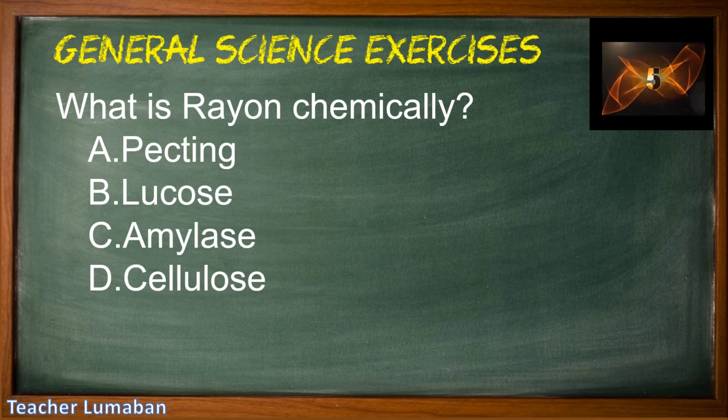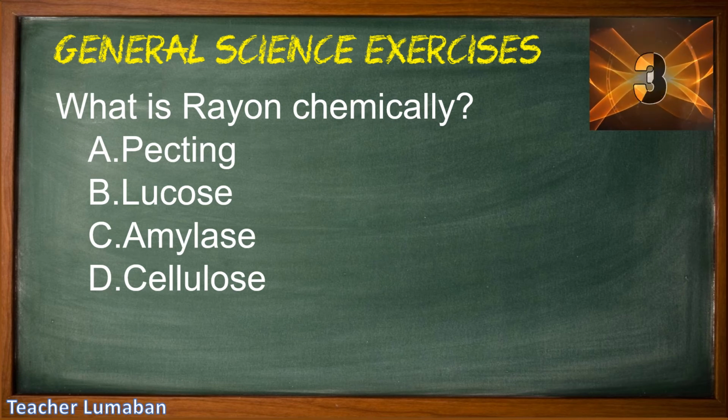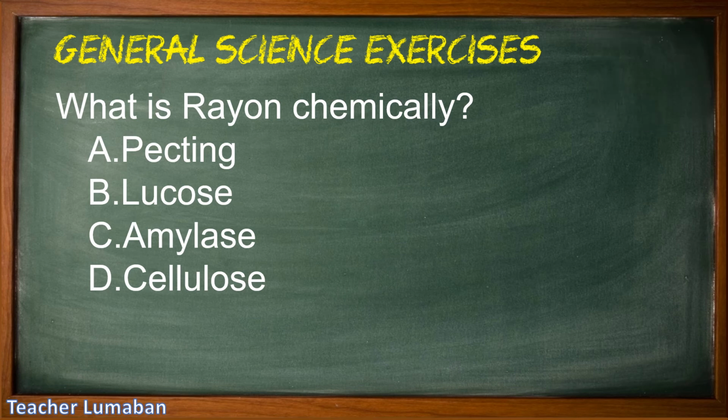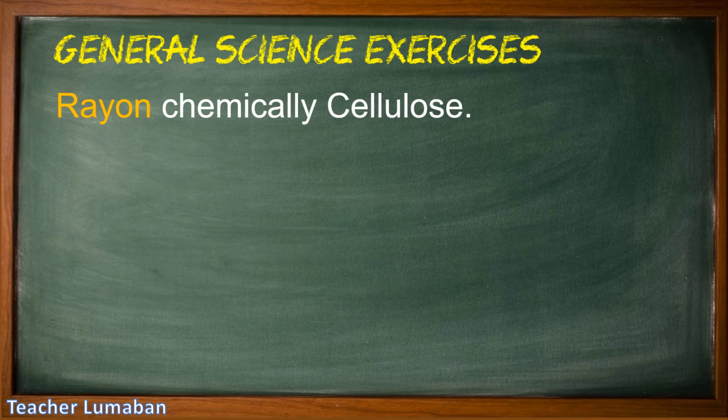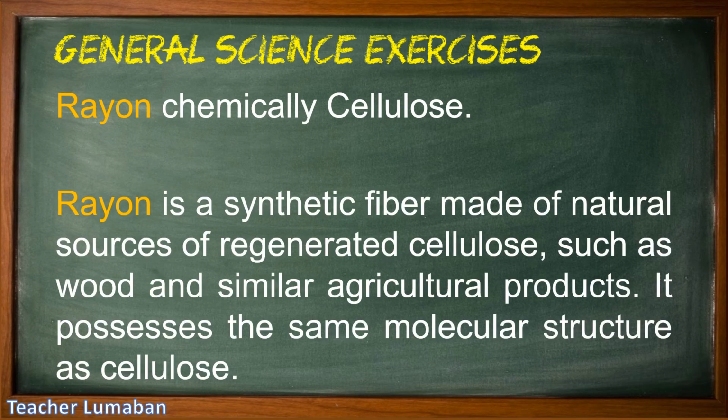5, 4, 3, 2, 1. The suitable description is letter D, cellulose. Rayon is chemically cellulose. Rayon is a synthetic fiber made of natural sources of regenerated cellulose, such as wood and similar agricultural products. It possesses the same molecular structure as cellulose.